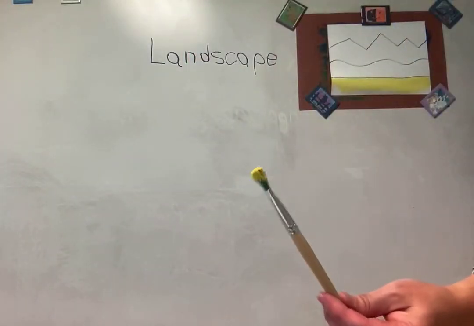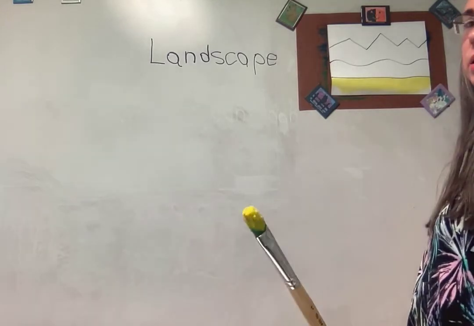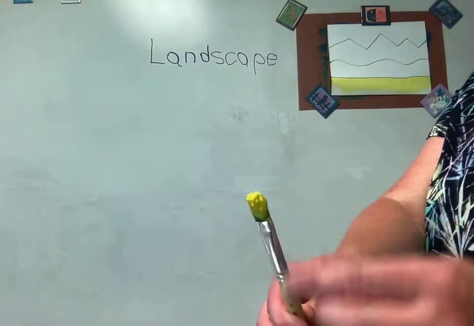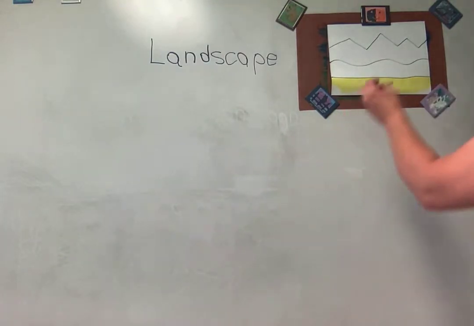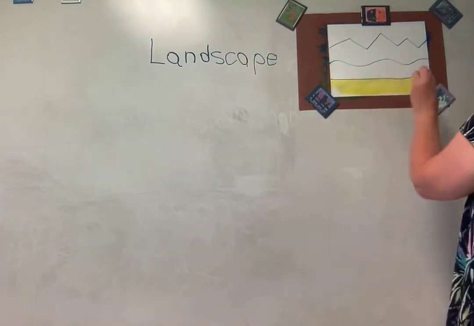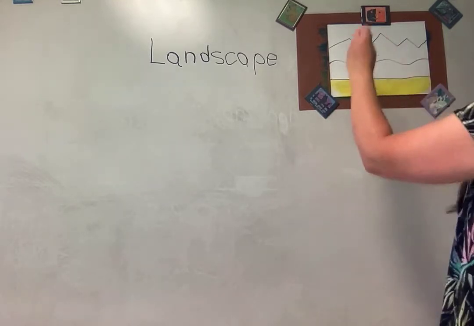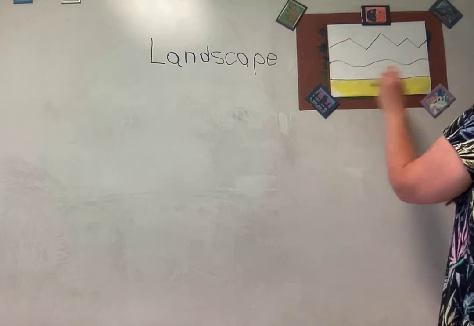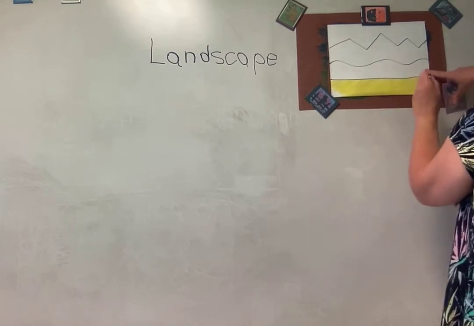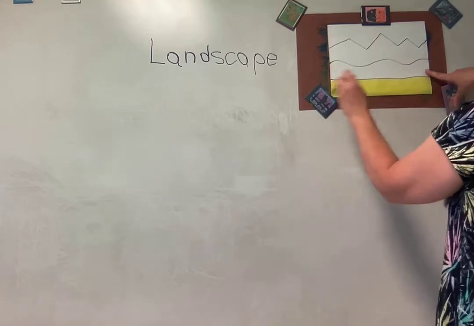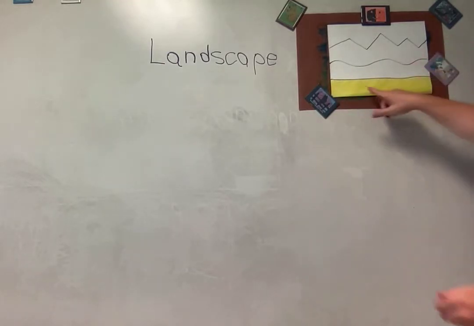See, I'm just putting a little bit on the end of the brush. When we're painting, we don't put the paint all over the stick. We just put it on the end where the hairs are. And then we just brush it back and forth, left, right, back and forth. Not up and down. It's not up and down where the ground is because the ground is flat. It goes across.